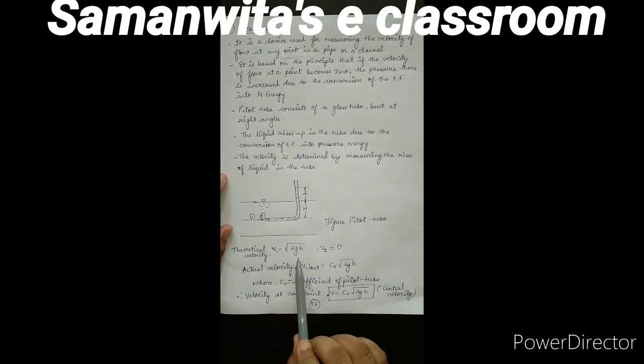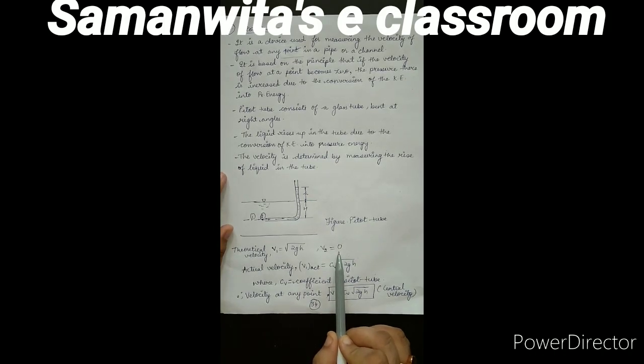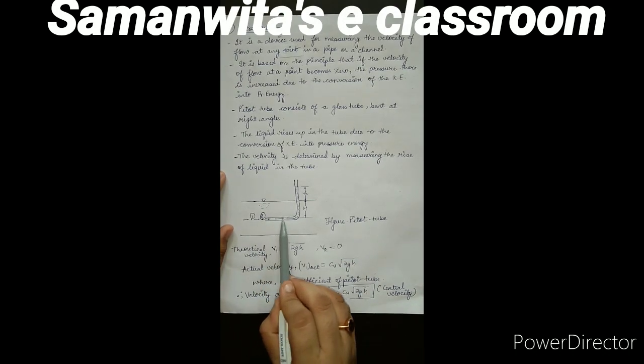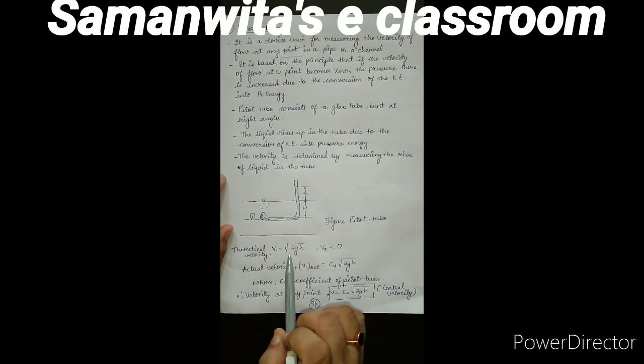I have just given you the formula over here. The velocity at point V2 is equal to 0. This is also called as stagnation velocity. Actual velocity V1 is calculated as CV root of 2gh. When I say actual velocity, it means there will be some losses in the system. So this term CV comes into picture. CV is called as the coefficient of Pitot tube. Velocity at any point V can therefore be calculated as CV root of 2gh. This velocity V is called as central velocity. Central velocity means along the center line of the pipe or a Pitot tube here.